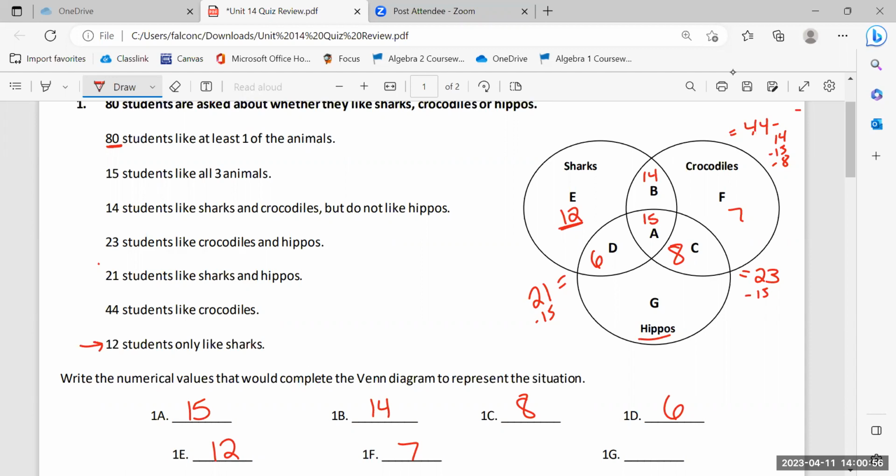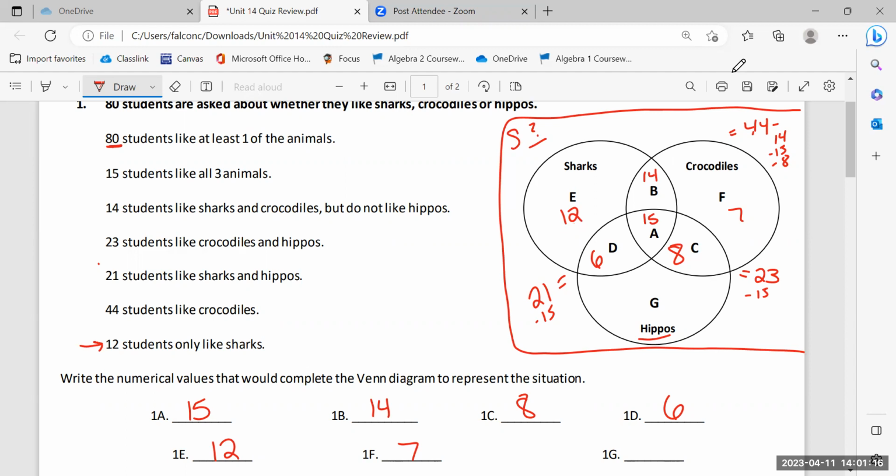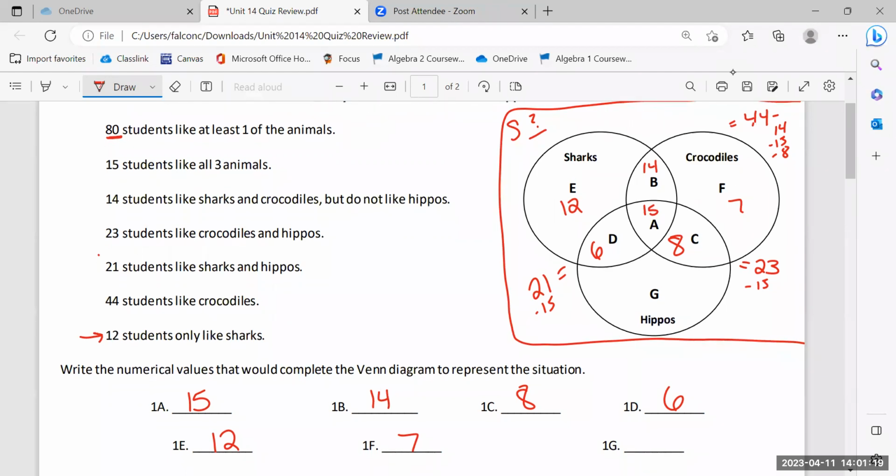Sometimes in our sample space, we had a few out here on the outside. But if they're telling us that all of them like at least one, that means we don't have any on the outside. They're all in the Venn diagram, and we have in total 80 students. To figure out how many hippos we have, we're trying to find just the hippos right now, so we take our 80 and subtract everything that's already in the Venn diagram. So the 12, the 14, the 7, the 6, and the 15 and the 8. We do all of that, and that gives us what's left over for the hippos.